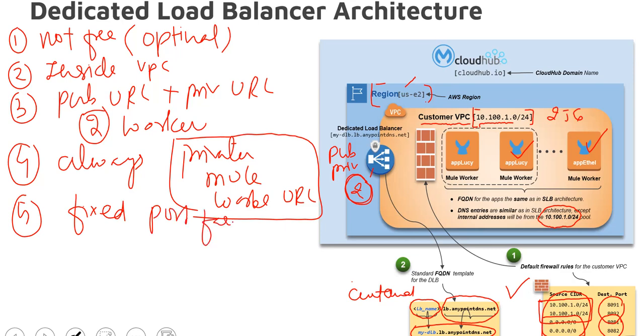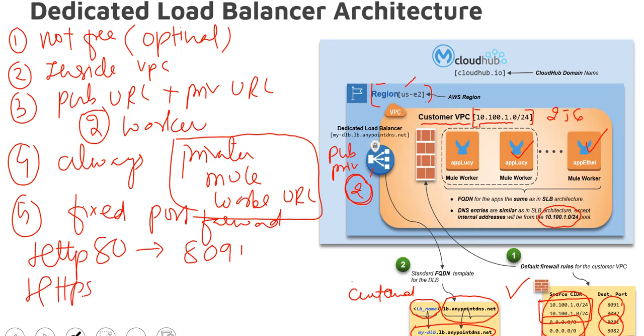Port forwarding. So here 80, which is our HTTP, gets mapped to 8091. HTTPS 443 gets mapped to 8092. This is fixed, we cannot change. But we have advantages here.